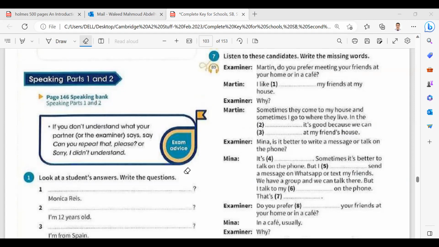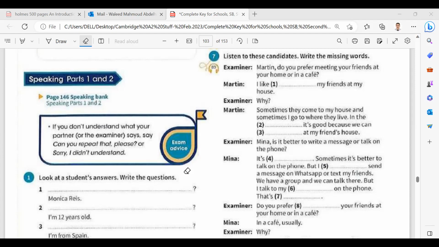Martin, do you prefer meeting your friends at your home or in a cafe? I like meeting my friends at my house. Why? Sometimes they come to my house and sometimes I go to where they live. In the summer, it's good because we can swim at my friend's house. Mina, is it better to write a message or talk on the phone? It's different. Sometimes it's better to talk on the phone, but I usually send a message on WhatsApp or text my friends. We have a group and we can talk there. But I talk to my grandma on the phone. That's nice. Do you prefer meeting your friends at your home or in a cafe? In a cafe, usually. Why? Because I like to get out of the house sometimes. All my friends do too. Thank you. That is the end of the test.